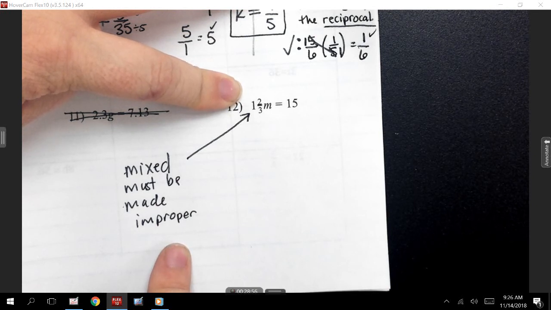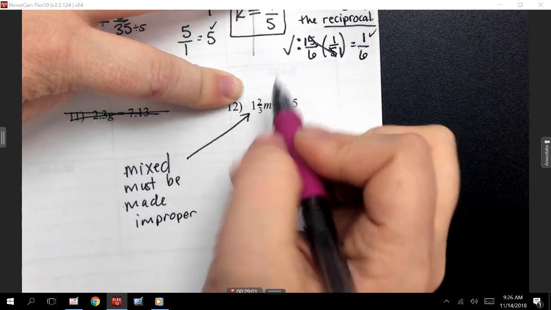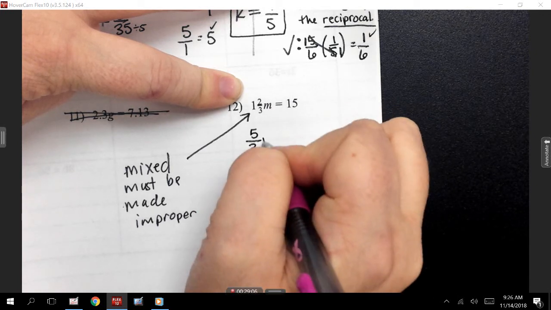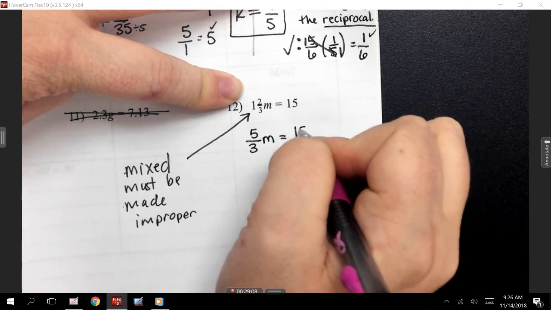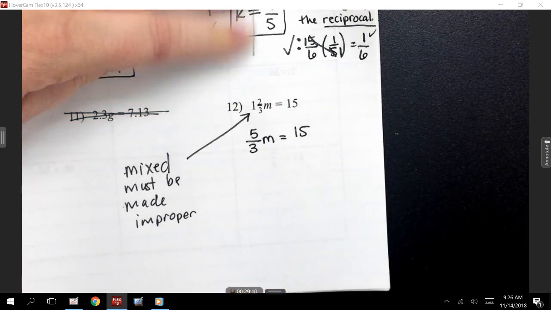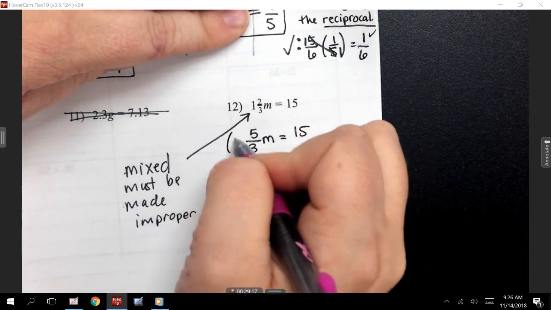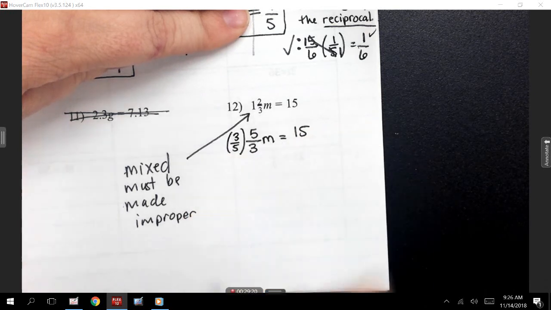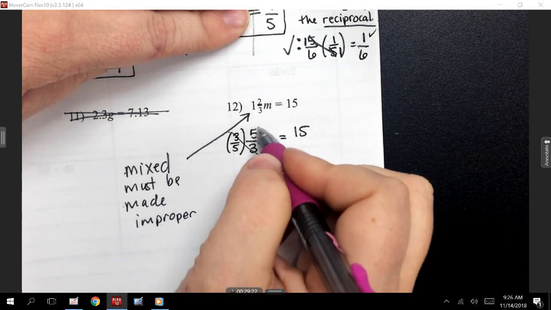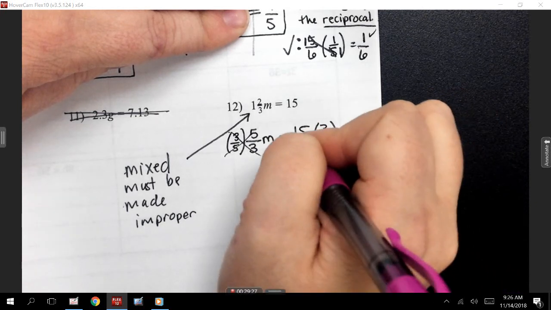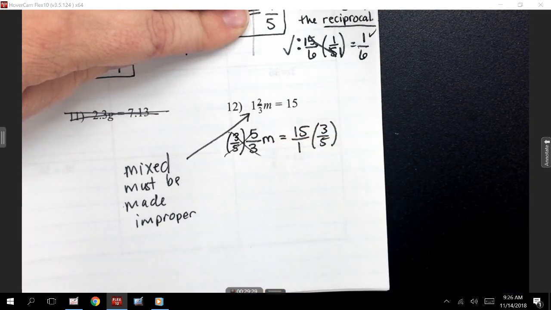Well, I need to know what that's going to be improper then. All right. Yes, Diesel? 5/3, because we do 3 times 1 is 3 plus 2 is 5. So I get 5/3 m equals 15. So what am I going to multiply both sides by? What am I going to do to both sides? Dylan? We're going to multiply by the reciprocal 3/5. We're flipping that, right? So my 3's would cancel and my 5's will cancel. So I'm going to do 3/5 here. Make sure 15 goes over 1.